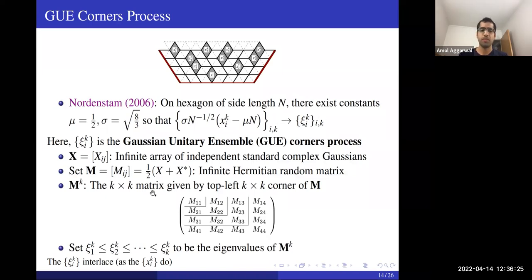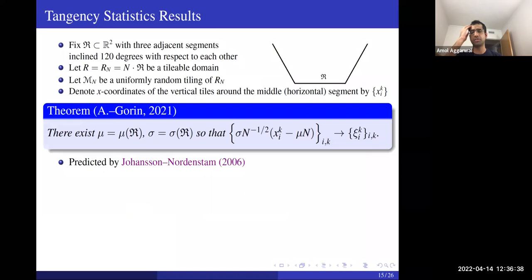Okay. So again, Nordenstrom analyzed it on the hexagon, and there have been a number of results, which I'll mention later on, that have done this in more general domains. But for now, let me mention a theorem which tells you the most general family of domains for which we know this result.